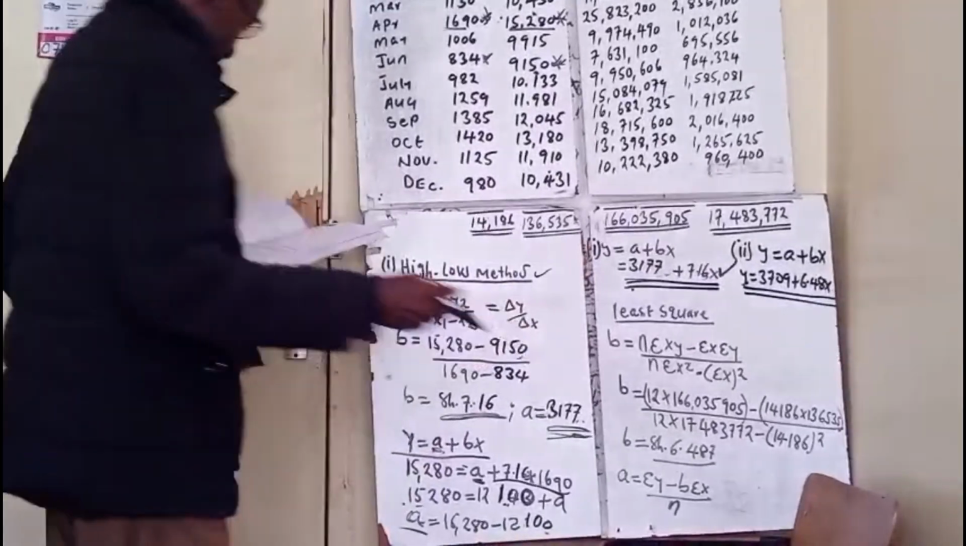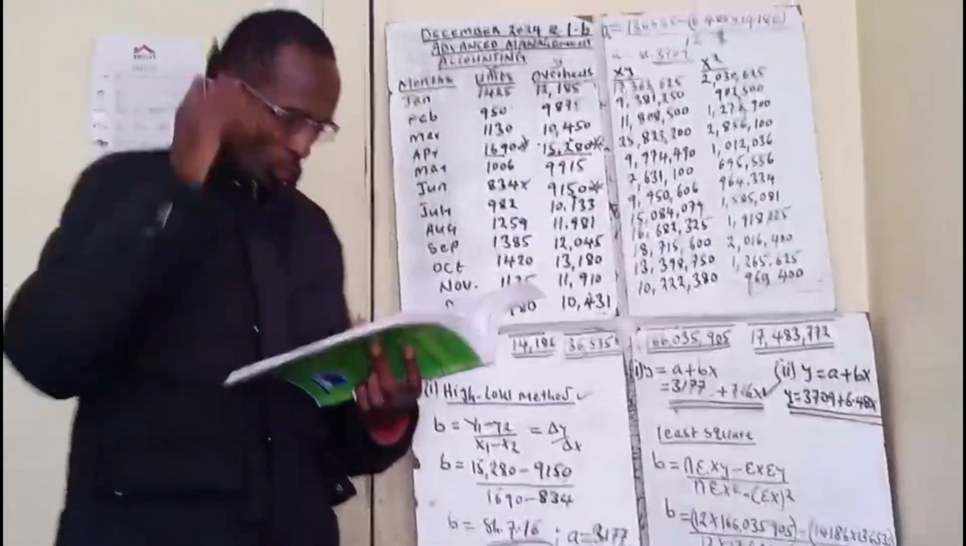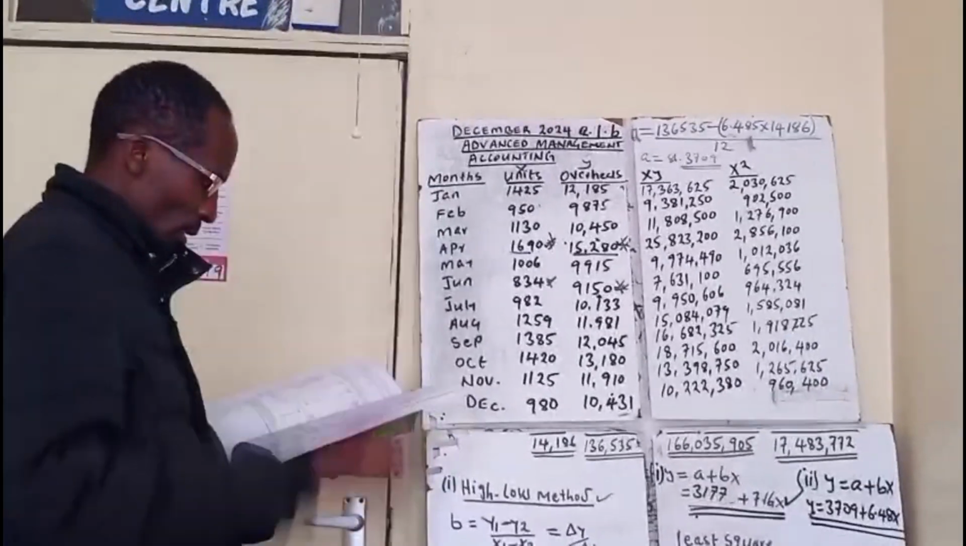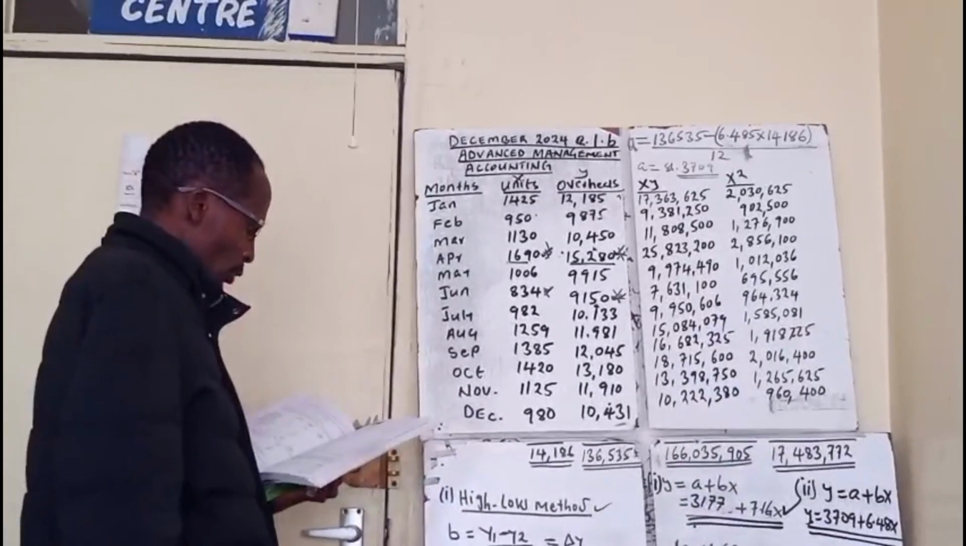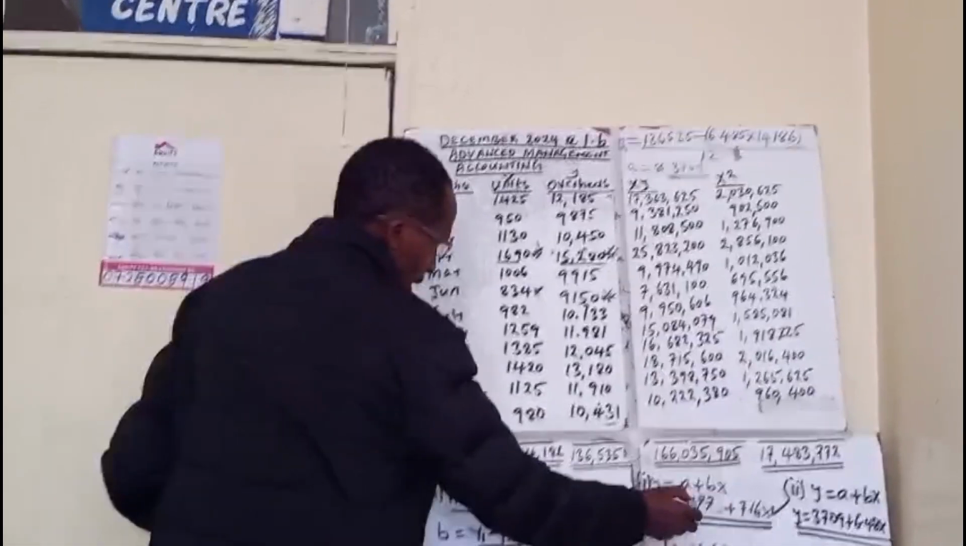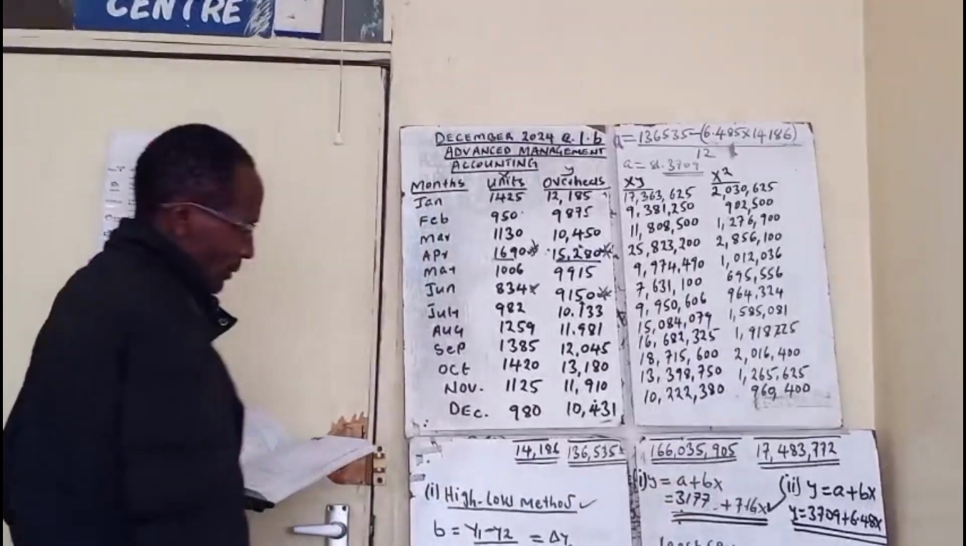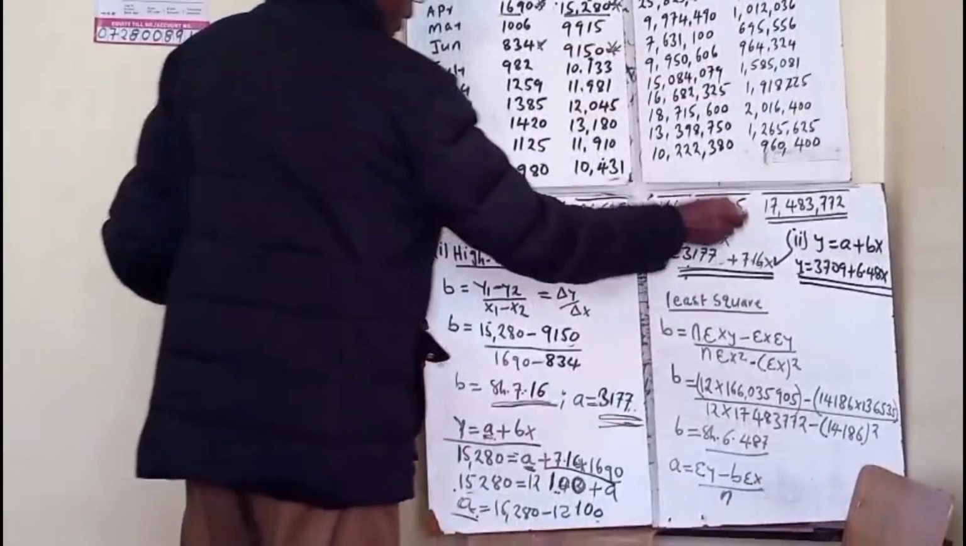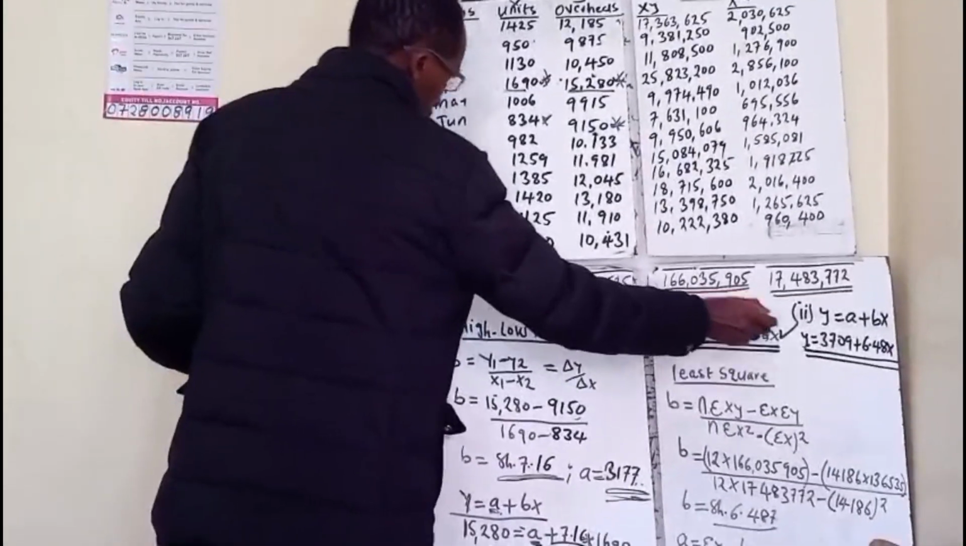So the answer now for number A, that is using high-low method, formulate the overhead cost function in the form of y equals A plus bx. The answer is there. A is 3,177, which we got from here, then plus 7.16x.